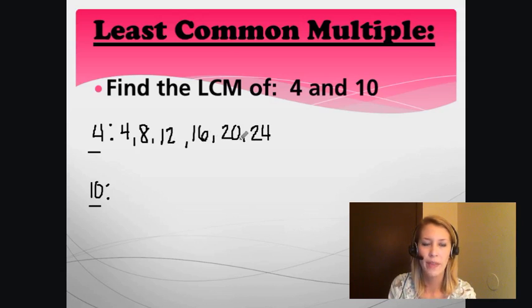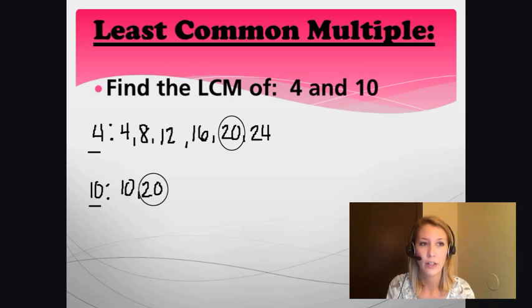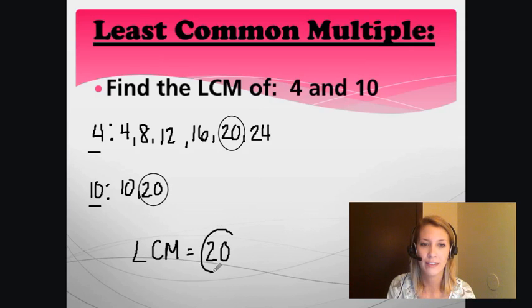Plus another 4 is 24. And we're going to stop there and see if we can find a least common multiple of 10 as well. So a multiple of 10 is 10, plus another 10 is 20, and right then and there I can stop, because 20 is the least common multiple of both 4 and 10. So we're going to write that over here. The least common multiple is equal to 20.